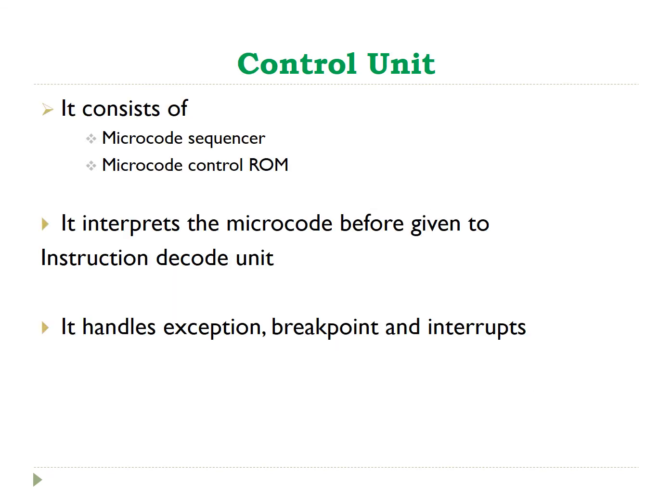The control unit of the 486 consists of microcode sequencer and microcode control ROM. Microcode is nothing but the result of lower level machine language interpretation. It manages the hardware resources at the register level. The microcode cannot be easily modified by the programmer. The main task of microcode is connecting the different registers using ALU to perform the mathematical calculations. The control unit interprets the microcode before it is given to the instruction decode unit. The control unit is also capable of exception handling, interrupts and breakpoints.